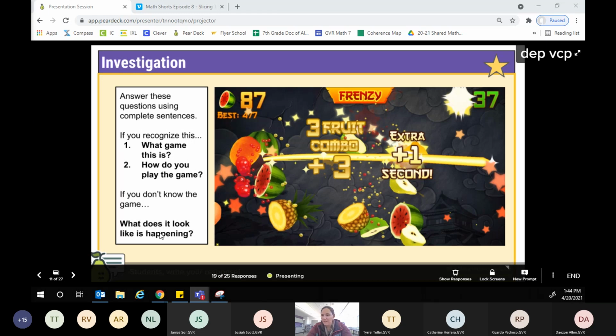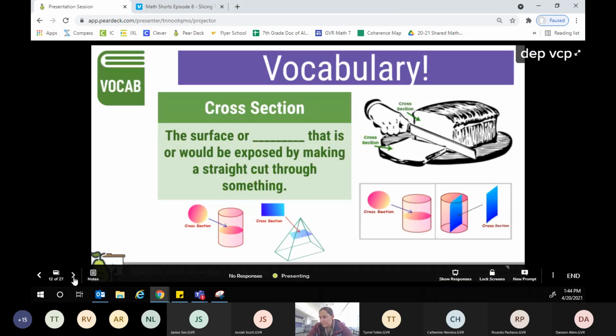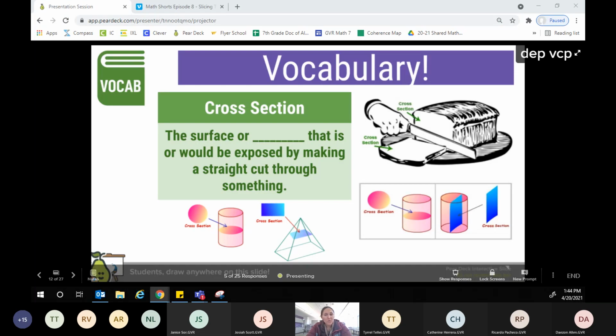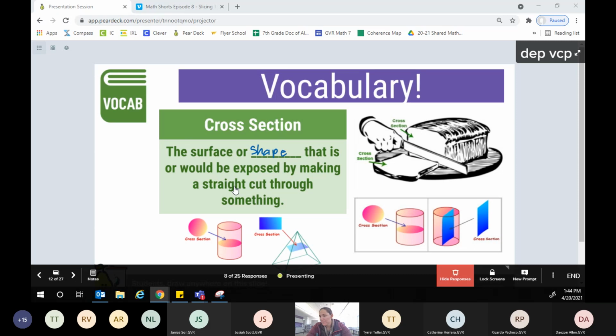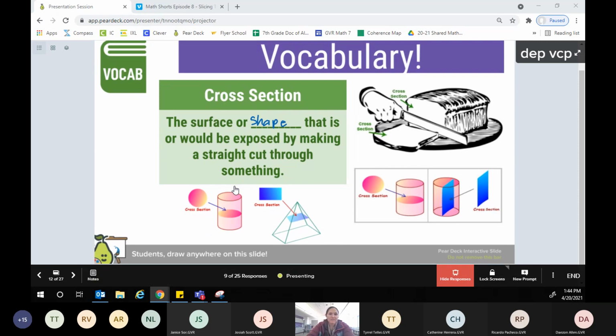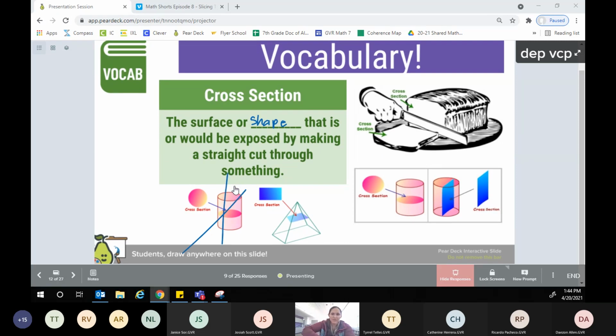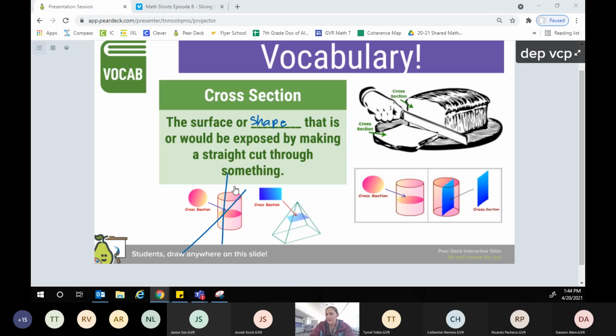All right, well, let's take a look at our definition. So a cross section is just the surface or shape, right here should say shape, that is or that would be exposed by making a straight cut through something. By straight cut, we just mean it's straight up and down or straight across.